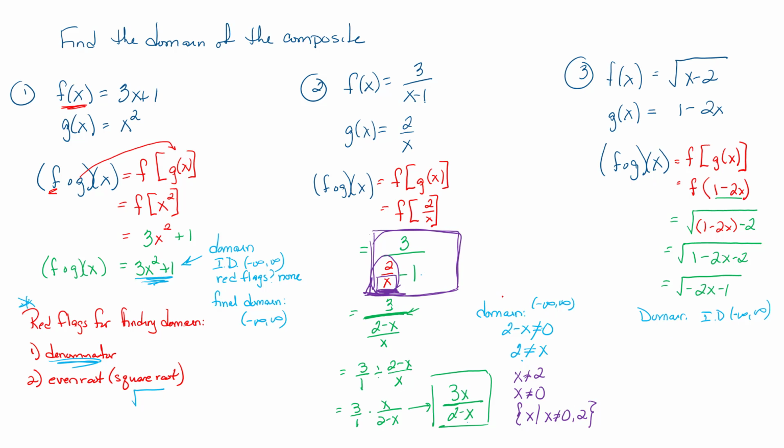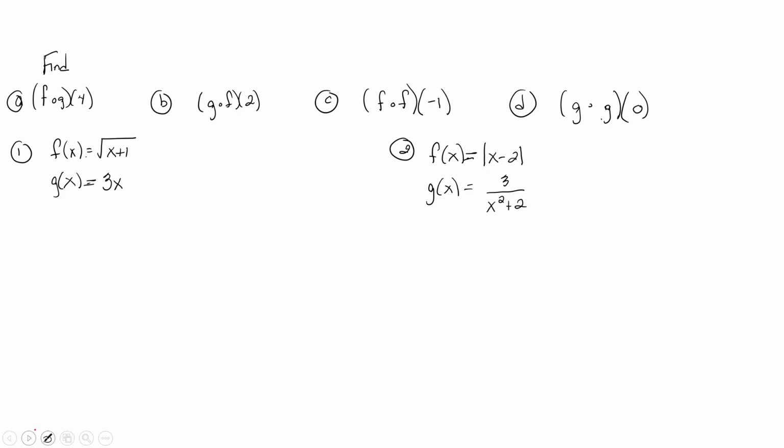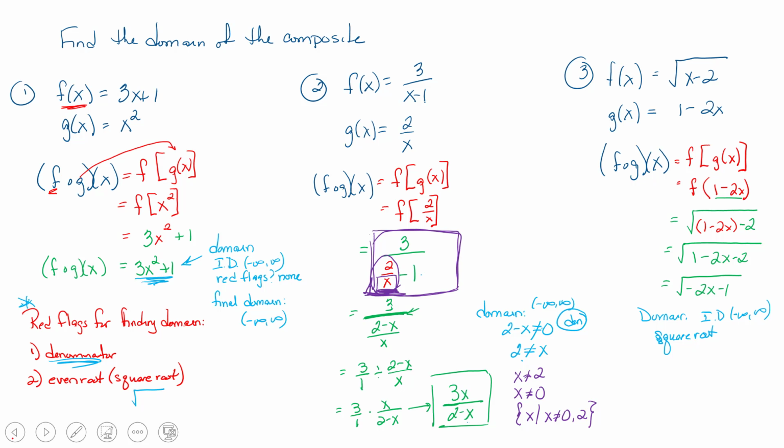In problem number 2, my red flag was a denominator. In this third problem, my red flag is a square root. And you're like, why is a square root such a big deal? Well, here's the thing. Can I take the square root of any number I want? Most people would initially say yes. However, I can't take the square root of a negative number. If I do, I end up in a whole other number system, which means square roots are a red flag.